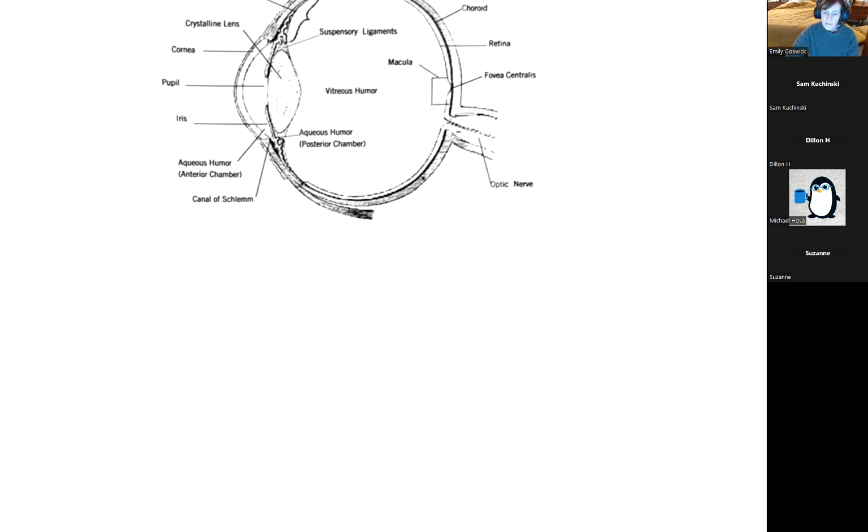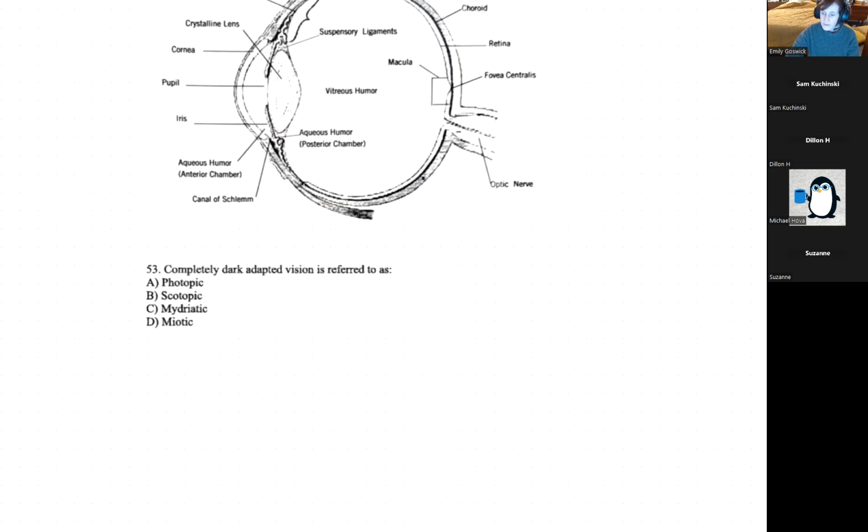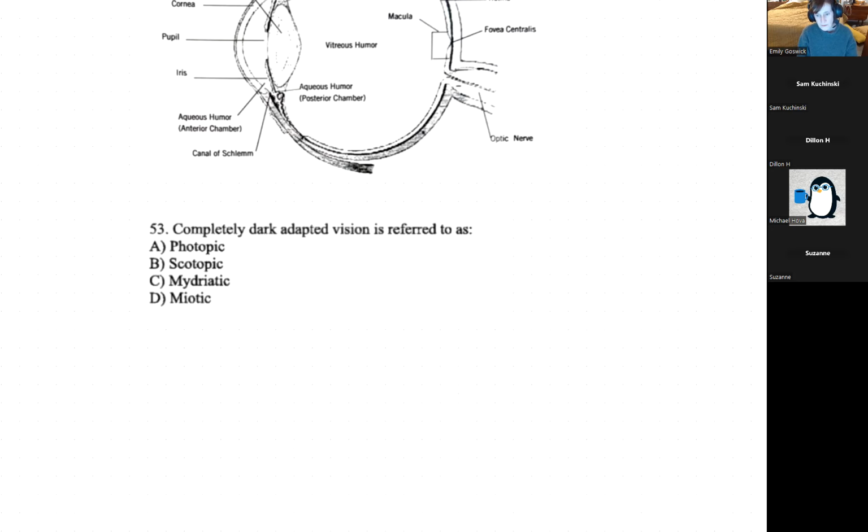One thing that this reminds me of is I don't think that this test has any questions about the rods and cones. So that would be a good thing to just review too before the test, the rods and cones and peripheral versus central vision. But this one asks, completely dark adapted vision is referred to as scotopic, midriatic, or myotic.